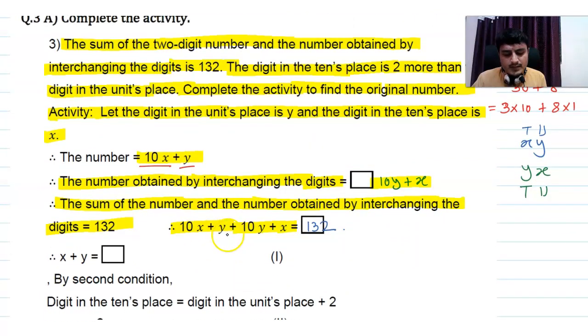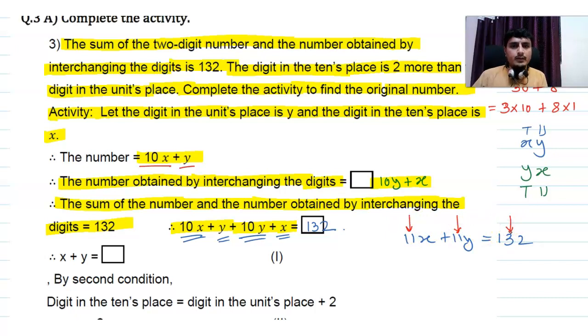So now 10x plus x becomes 11x, while y plus 10y we are getting 11y, that is equal to 132. Now here the coefficient of variable x, variable y and the constant are all divisible by 11. So once we divide throughout the equation by 11, we are getting x plus y equals to 11 ones are 11, 11 twos are 22. That means we now have x plus y equal to 12. Let's call it equation number 1.